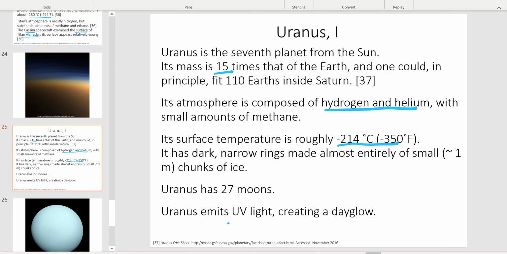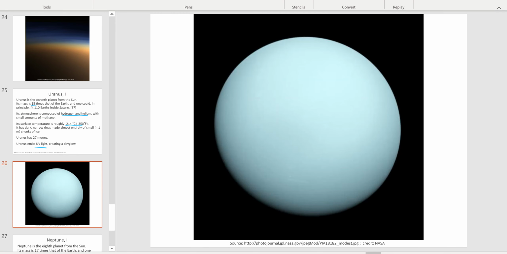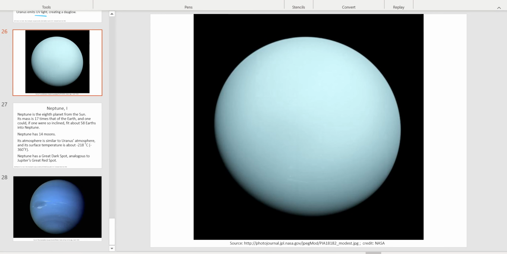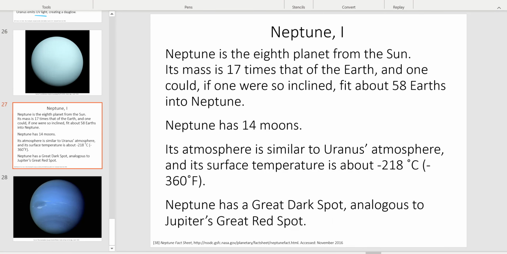Uranus emits UV light, creating what's called a day glow, and you can see this a bit in the picture here of Uranus. Let's finally move on to the last planet, the farthest one from the Sun, which is Neptune. Its mass is about 17 times that of Earth, so it's roughly the same mass as that of Uranus. It is once again colder than Uranus, and Neptune actually has a great dark spot, which is similar to Jupiter's great red spot.